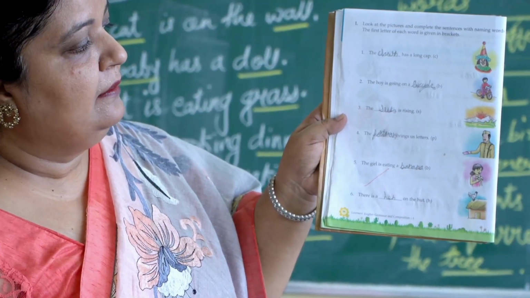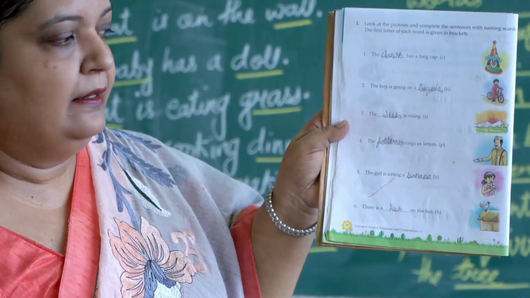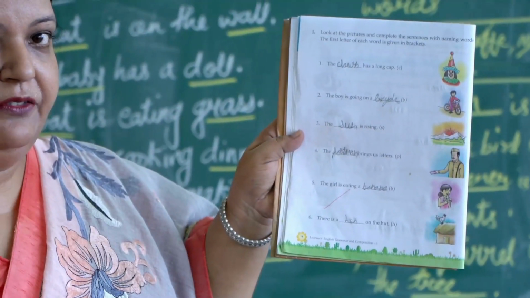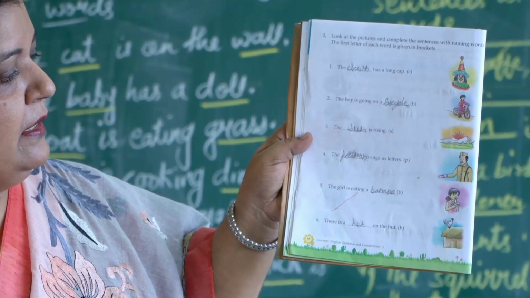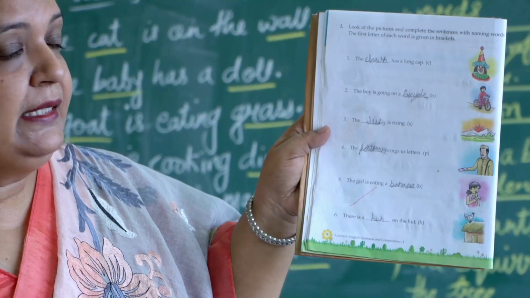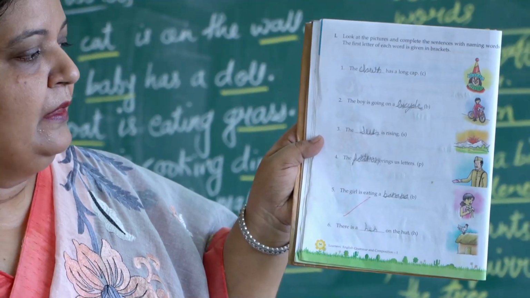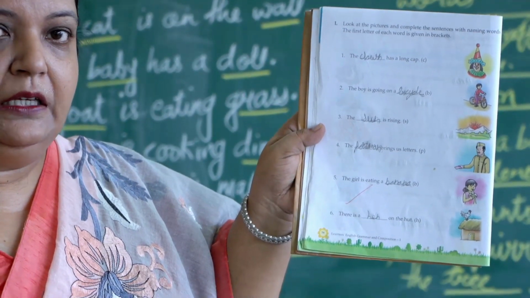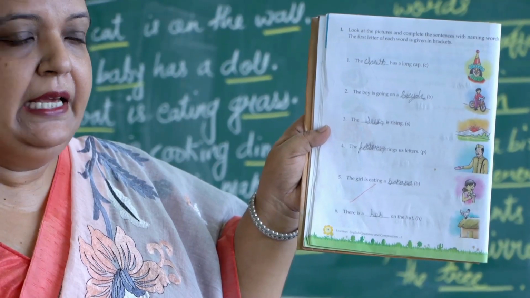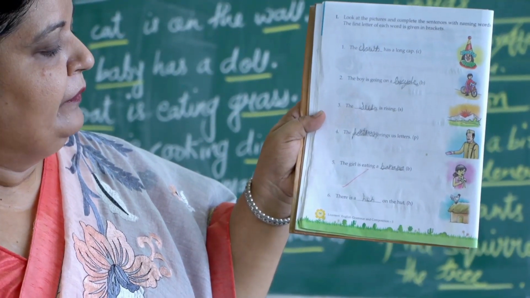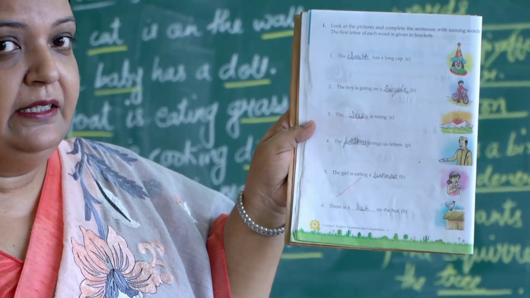Now the third one, the dash is rising. What is rising? Can you see the picture? It's a sun. And the starting letter S is given. S-U-N. Sun. And the fourth is, the dash brings us letters. The starting letter is given, P. So it's a postman. P-O-S-T-M-A-N.